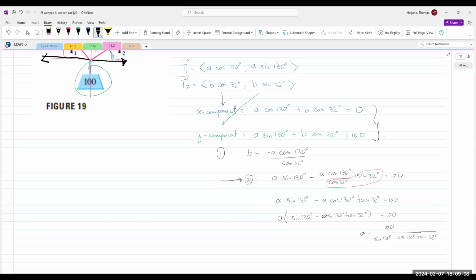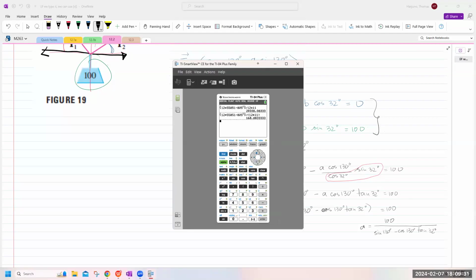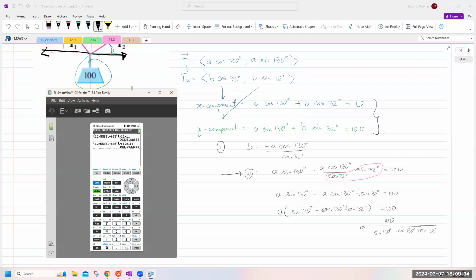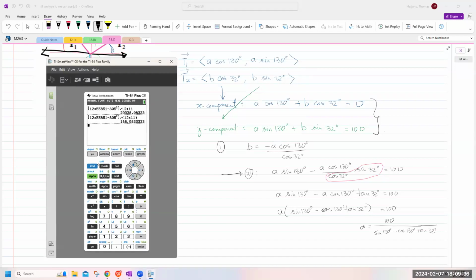Now then from here we use our calculator. Where's my calculator? I'm sorry, TI. Okay, so let's see, let me see my mode. It's already in degrees. Okay, so I'm ready.